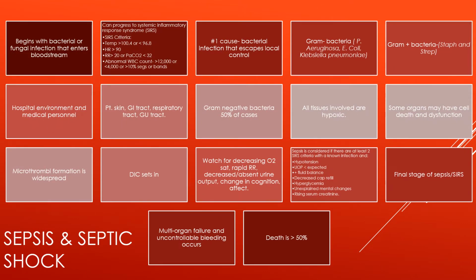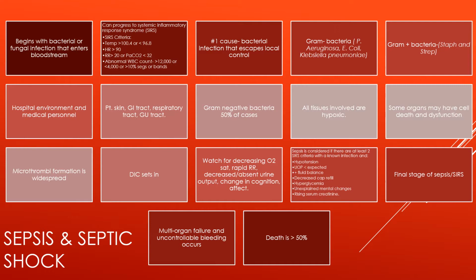Okay, so let's discuss sepsis and septic shock. It begins with a bacterial or fungal infection that enters the bloodstream. It can progress to systemic inflammatory response syndrome. The number one cause is a bacterial infection that escapes local control, such as gram-negative or gram-positive. You want to make sure your hospital environment and medical personnel are using PPE.